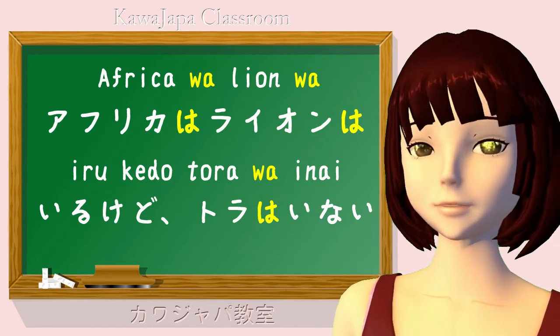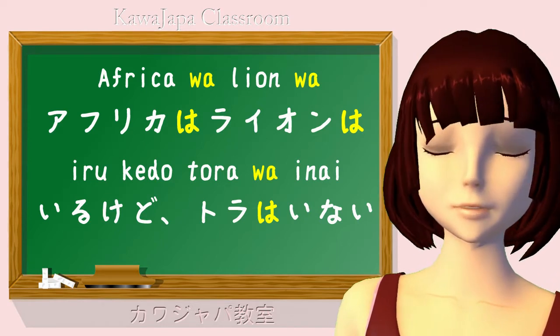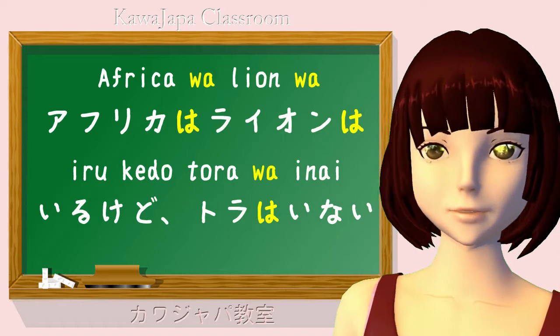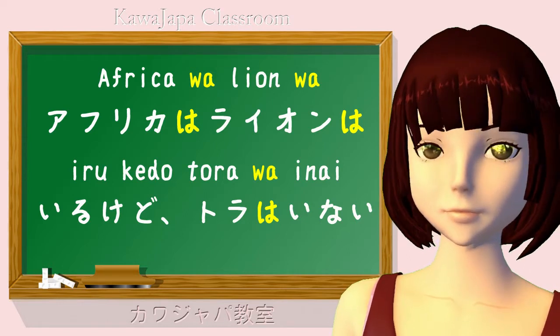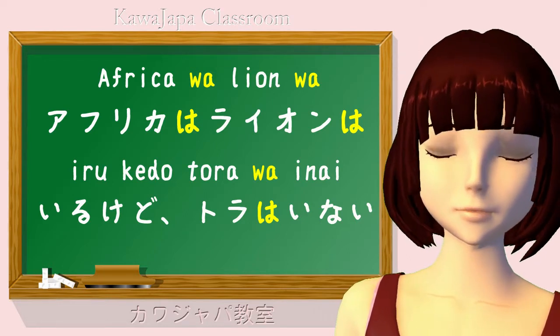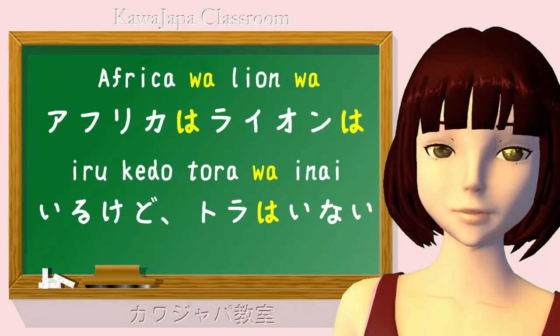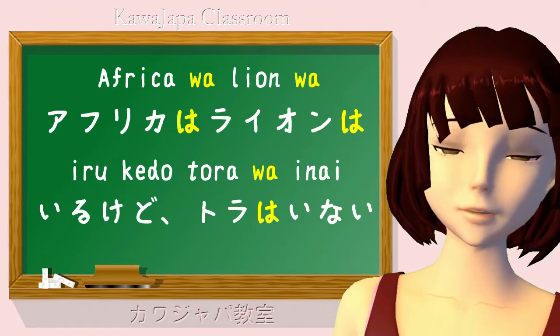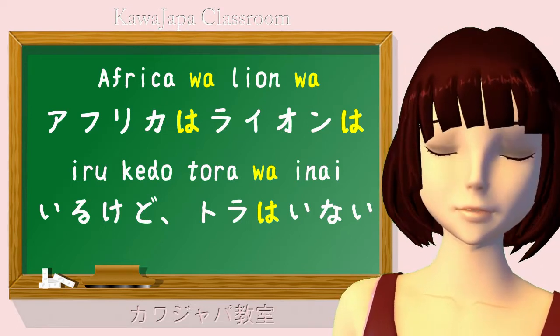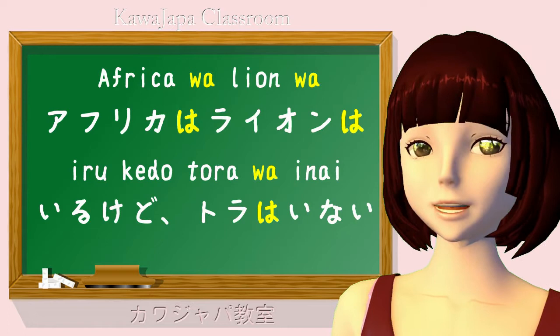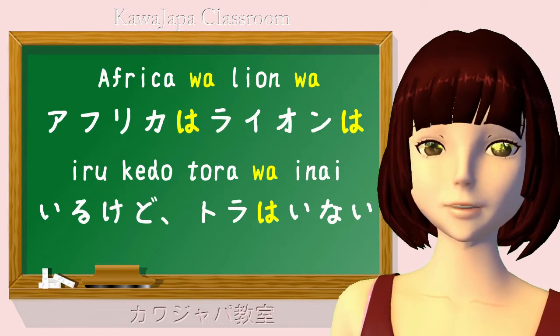Now, here we have three was in the same sentence. What are they doing? Well, the first wa is the standard topic marker. The topic of this sentence is Africa, and what follows is information about Africa. We use wa for Africa because even though Africa has not been mentioned before, everyone knows what Africa is.